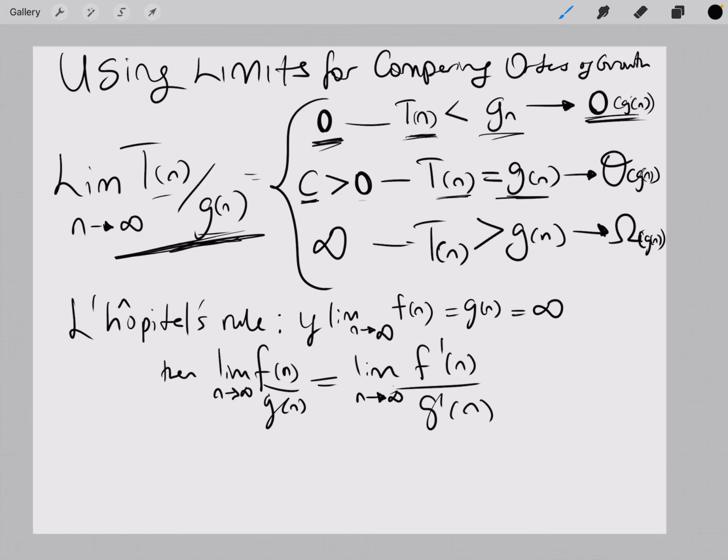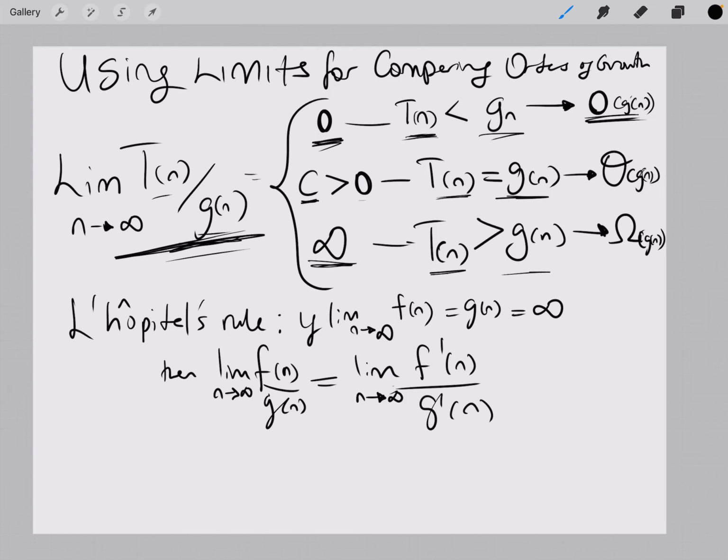And then if it is infinity, then we are saying that we've done all we should do, and it's yielding infinity. We can say the order of growth of t of n is greater than the order of growth of g of n.